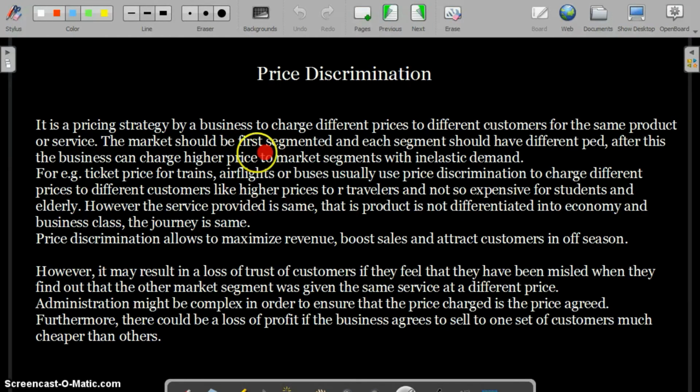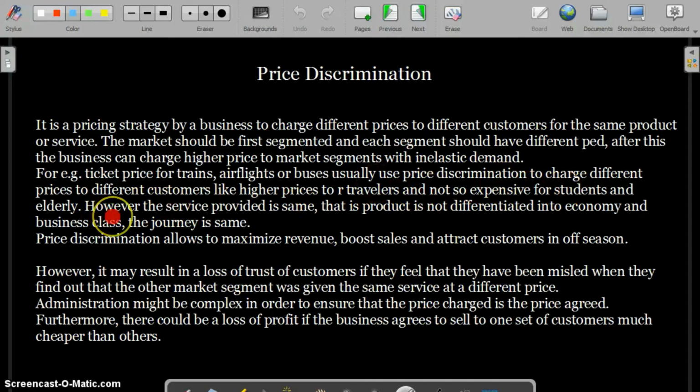How can you do that? The market is first segmented and each segment has different PED. That's the basic idea. They have different price elasticity of demand. So you charge higher prices for inelastic demand and low prices for elastic demand. For example, it's generally used for determining price for tickets for trains, airplanes, buses, etc. They all use price discrimination to charge high prices for business travelers and not so expensive for students and elderly.